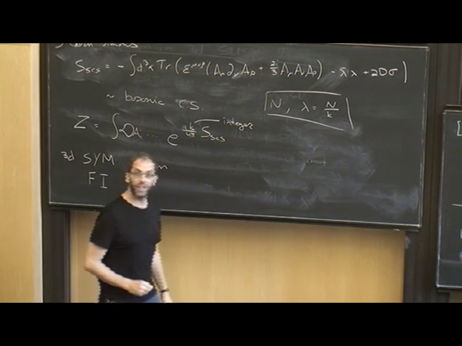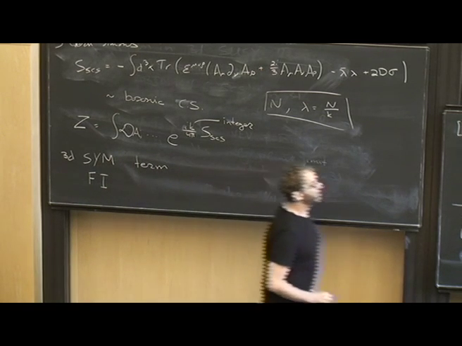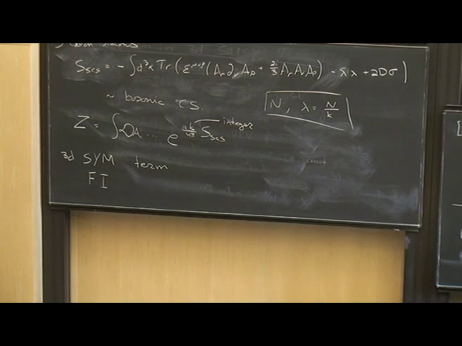But as I said, we will also want to add matter fields, and the matter fields will be the N equals 1 chiral multiplet in 4 dimensions. And they will include scalars phi and phi bar, spinors psi and psi bar, and auxiliary fields F and F bar, and their supersymmetry.